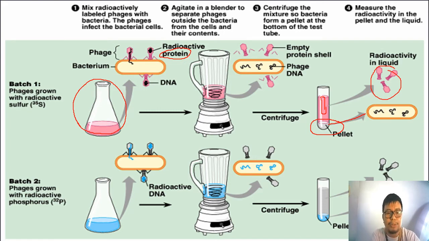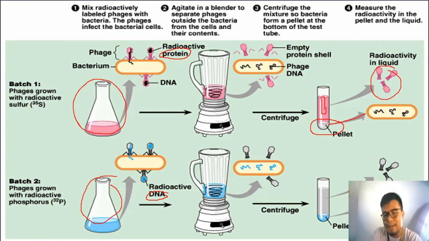Next, we have batch 2. So, itong batch 2 naman, meron tayong concoction. But this time, ang radioactive naman is yung DNA. So meron tayong isotope label para sa DNA, which is the phosphorus, the isotope for phosphorus. So it will undergo the centrifugal process.